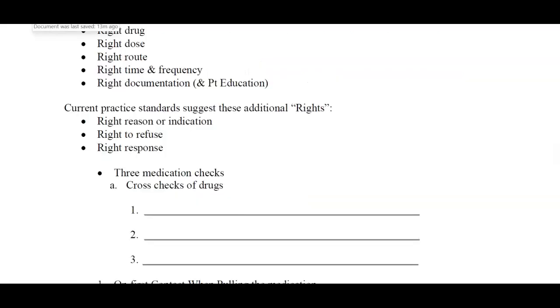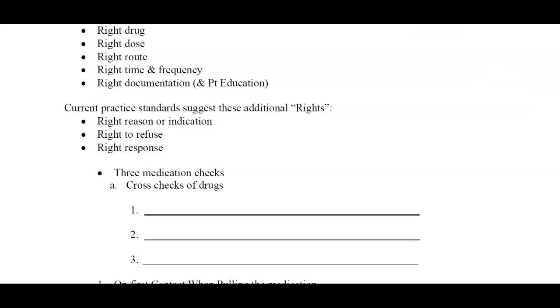As mentioned in your current textbook, the current practice standard suggests 3 additional rights. The additional 3, which you're not going to be tested on, are the following: right reasons or indication, right to refuse, and right response. So you're responsible for knowing the 6 rights. Remember, you have to remember this, and most likely it's going to be part of your test.